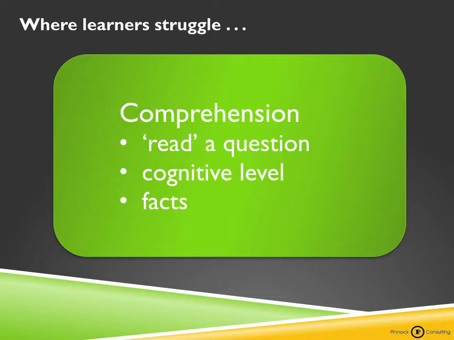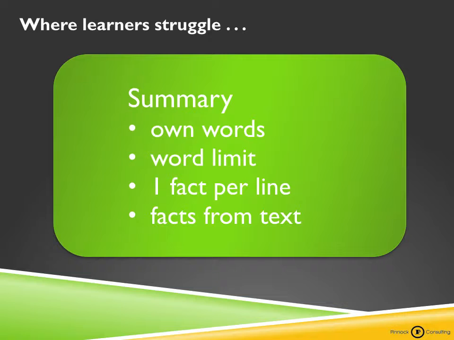So in comprehension, learners often do not read the question correctly. They often answer at the incorrect cognitive level, and often the learners tend to regurgitate facts, and we want to prevent them from doing this. When summarizing, learners often don't use their own words for the summary, and we need to encourage them to use their own words. We also need to make sure that they understand they shouldn't go over the word limit, and they mustn't use more than one fact per line. When they're summarizing, they must take the facts from the text.